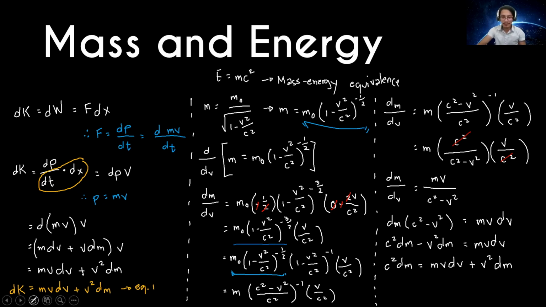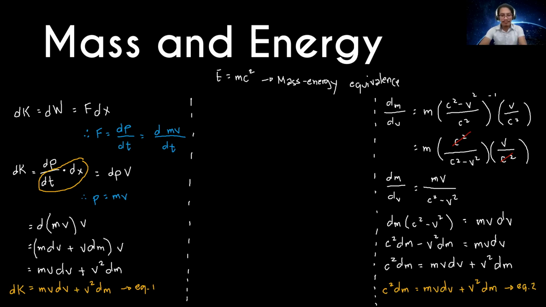So that will now be our equation 2. So meron na tayong equation 2. So we have c squared dm is equal to mv dv plus v squared dm. This is our equation 2. Okay, erase ko muna dito banda ha.